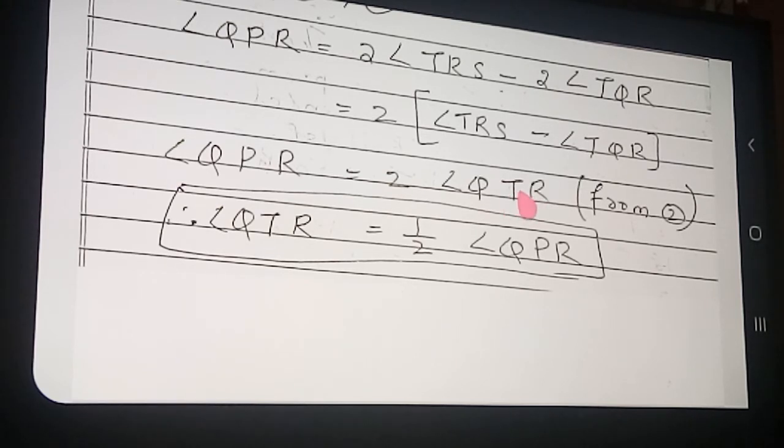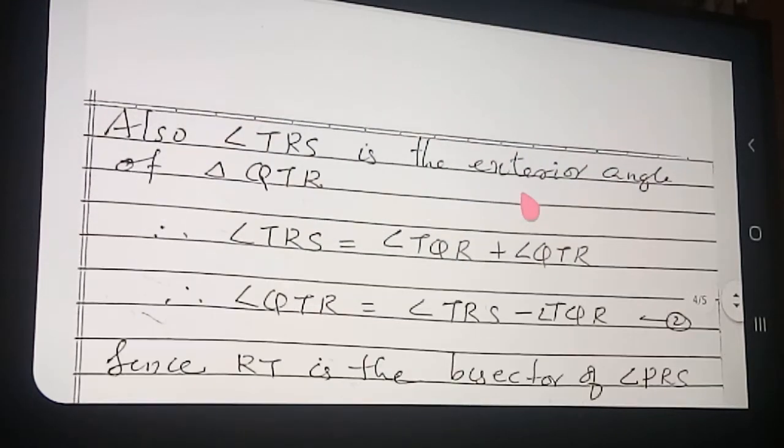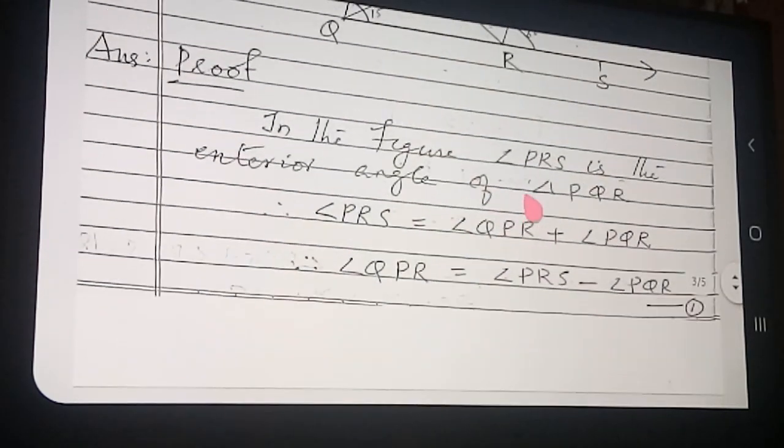Are you clear? So what you want to find out in your question, QTR, is asked there. Therefore, for QTR, you divide by this 2. Dividing by 2, you will get QTR is equal to half QPR. Got it clear? So listen to this a little more properly. Okay, once more we can see all the points.